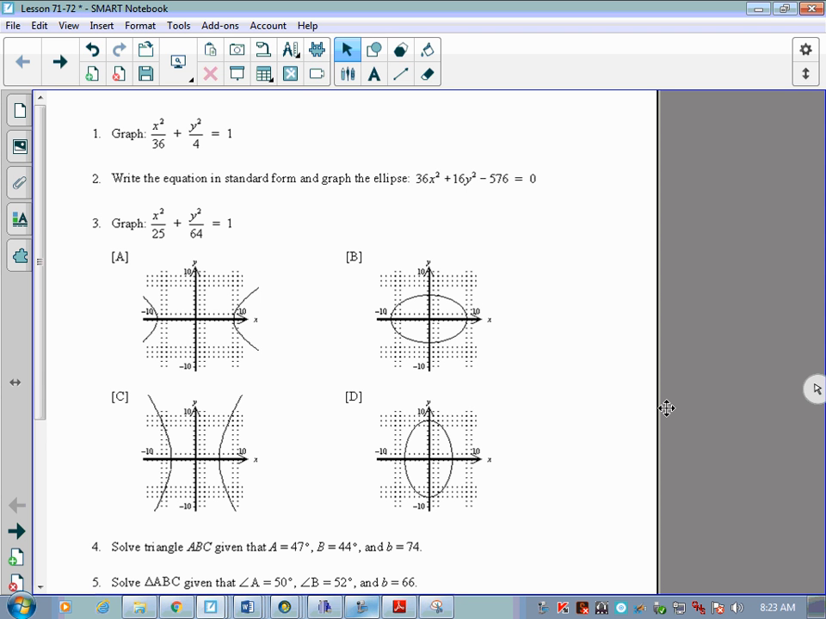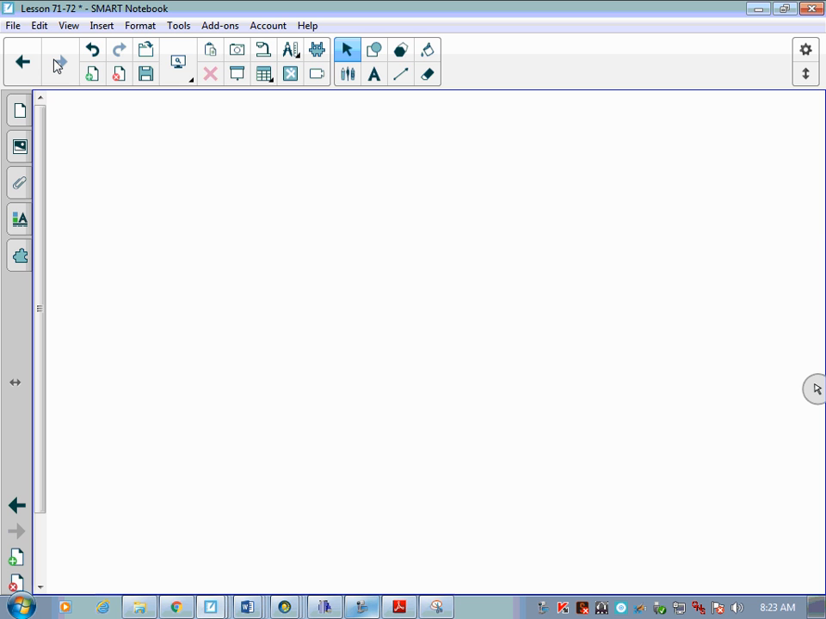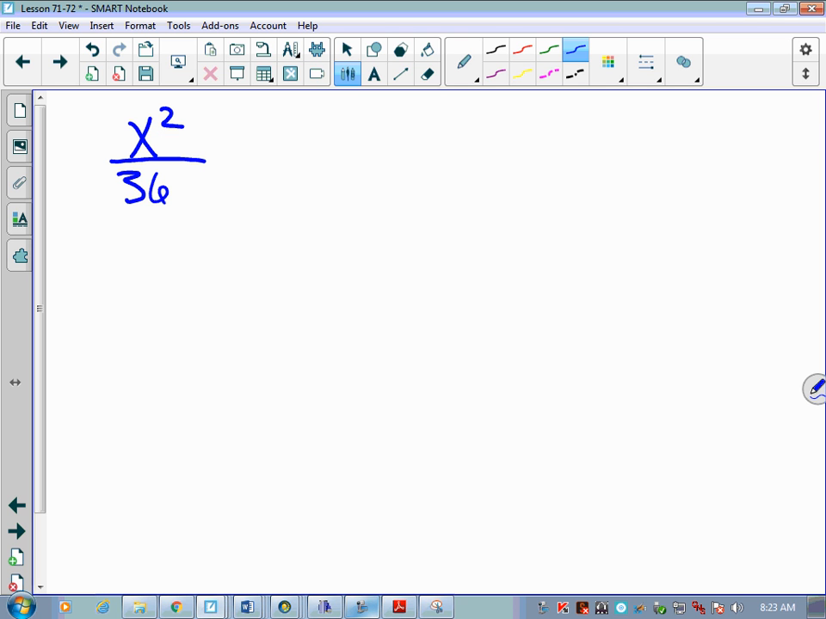Whenever we see an equation that's not in this form, we're going to have to try to convert it to this form. So if you've got that, we're going to move over to another page. I'm going to show you how to dissect this. We've got x squared over 36 plus y squared over 4 equals 1.